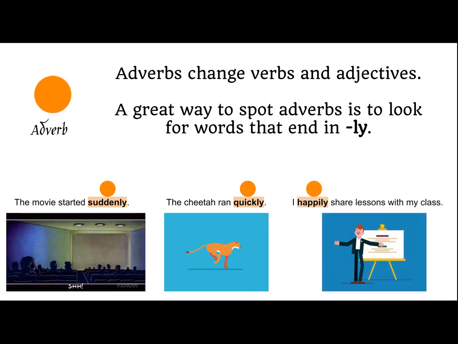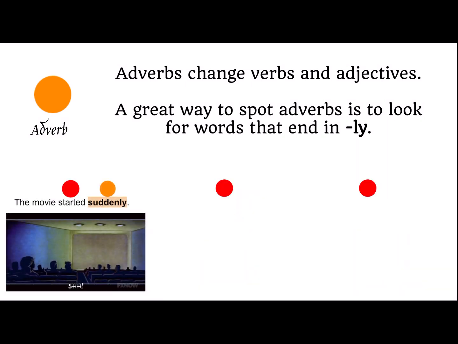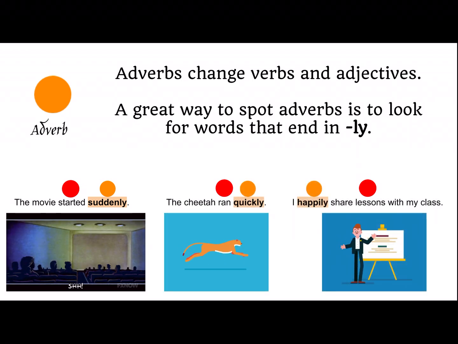Or I happily share lessons with my class. Happily is describing how I share my lessons. So sometimes we can kind of ask a question about a verb. So how did I share lessons? Happily. How did the cheetah run? Quickly. How did the movie start? It started suddenly. We symbolize that with that orange circle above the adverb. And we can combine these symbols as well in our sentence when we symbolize our sentence. So our sentence here is symbolized with verbs and adverbs.